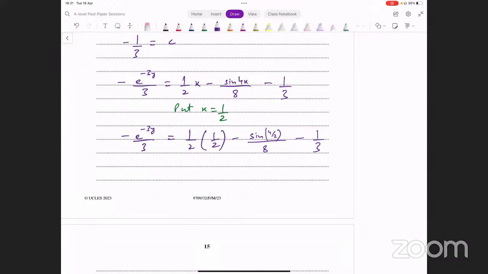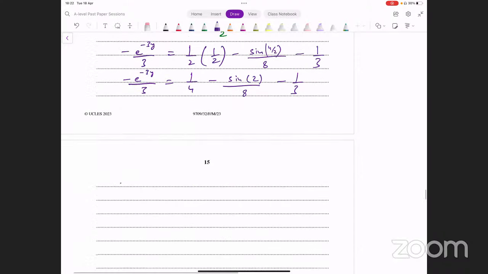Left side पे हमारे पास ये आ रहा है minus e raised to power minus 3y divided by 3. This becomes 1 over 4 on the right side minus sine of 2 over 8 minus 1 over 3. अब right side को evaluate कर लें, decimals में लिख लें, देखें आपके पास क्या आता है. And that's okay. आपको exact answer तो नहीं चाहिए, तो ये decimals में देखते हैं हमारे पास क्या value आती है right side के ऊपर.